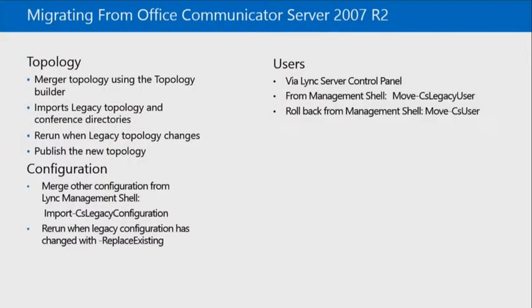When we get into migrating from R2, you've got to go through all those old steps of merging the topology, import your legacy topology and your conference directories, rerun when your legacy topology changes, publish a new topology. This didn't really change from the OCS 2007 or R2 to Lync 2010 world. It's a bigger set of steps. And remember, conferencing is going to be a problem for you.